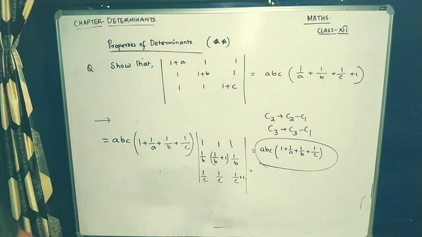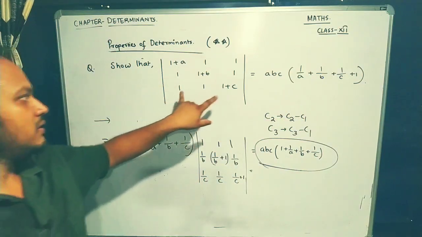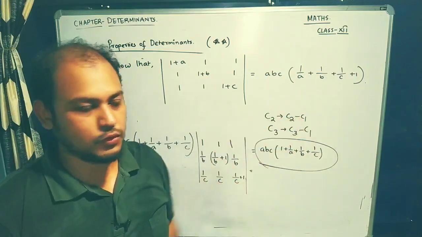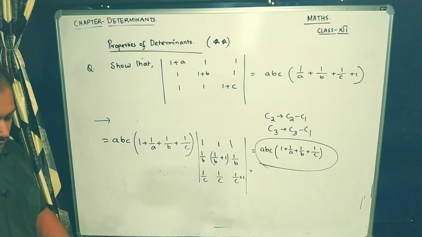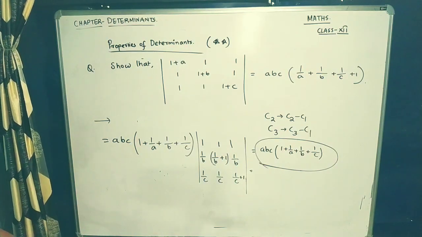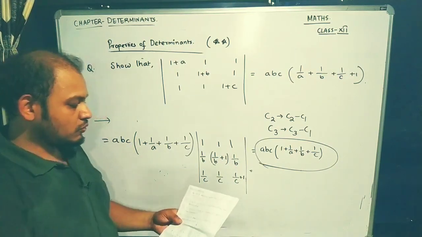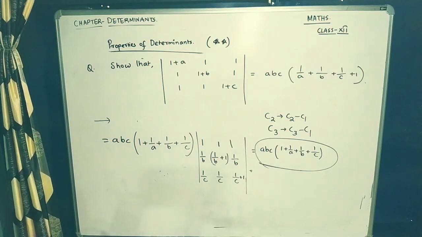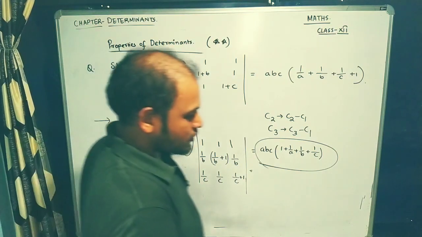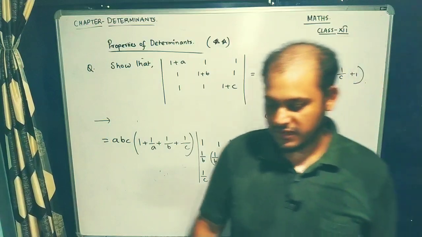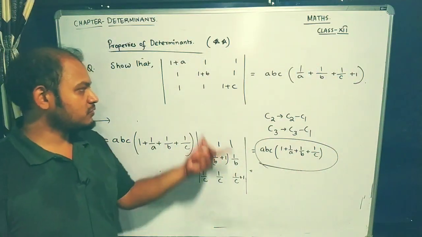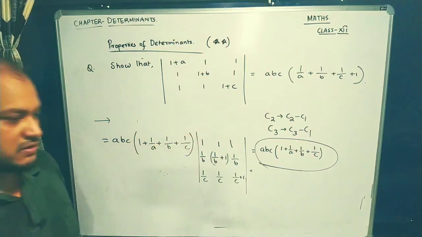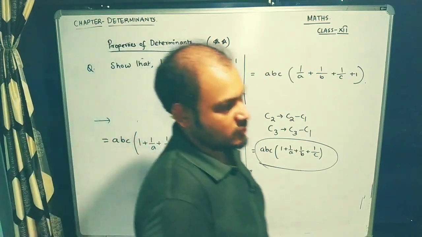And hence we say that we have successfully shown that this portion is equal to this portion using the properties of determinants. So that's it for today, and I encourage you to go through all the properties of determinants and try to memorize them. It is very important that you memorize each and every property of determinants, and in the next class we will solve some more problems from these properties of determinants, and we will solve an entire chapter's problem.